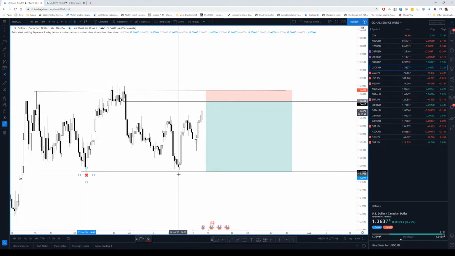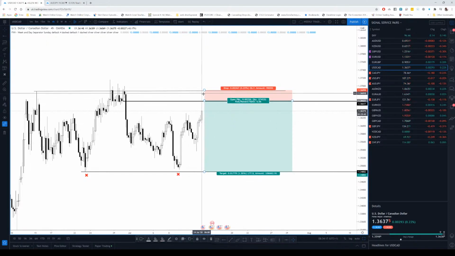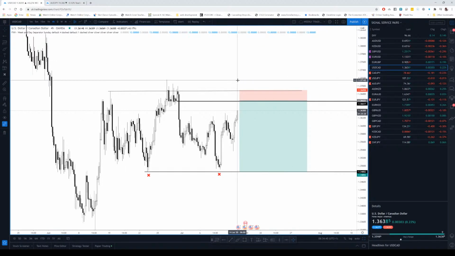So let's see if we can get this rejection up here. If we do, that'll be great, right? Because not only do we have a huge move to the downside, but I also expect the dollar to be weak as well. Therefore, the pound and the euro setup that I gave will also be valid. All right, so that's what I'll be looking for on this.